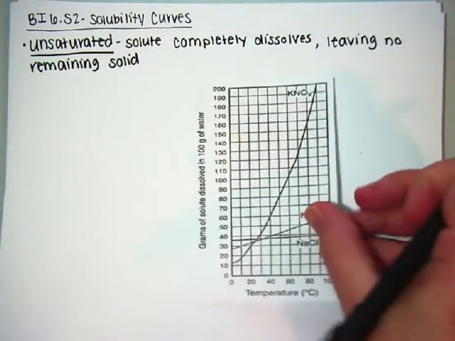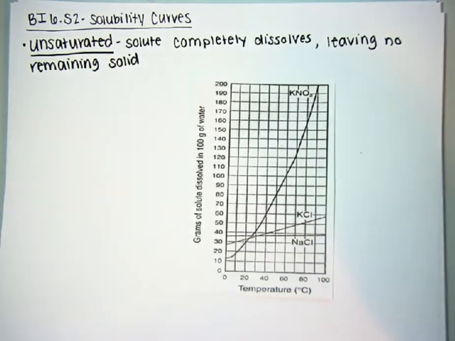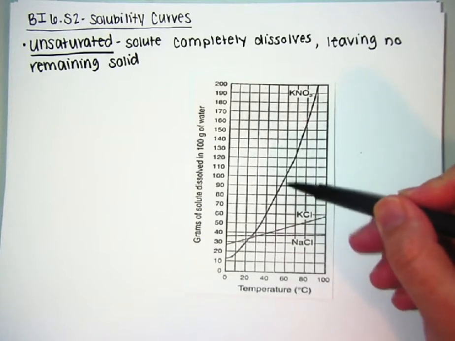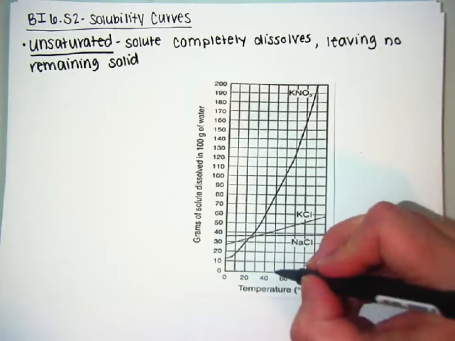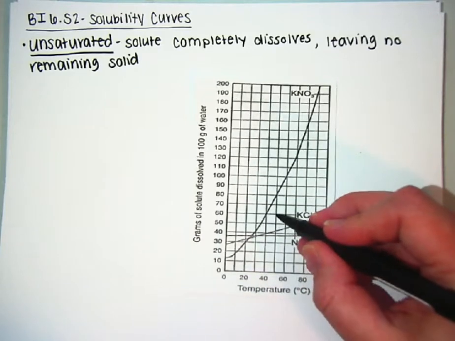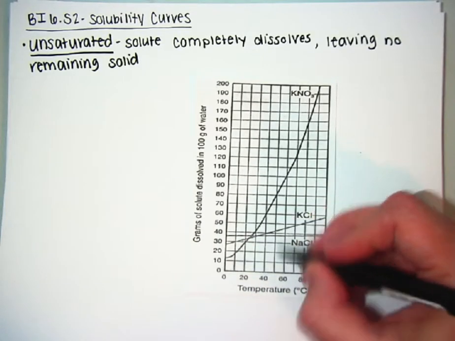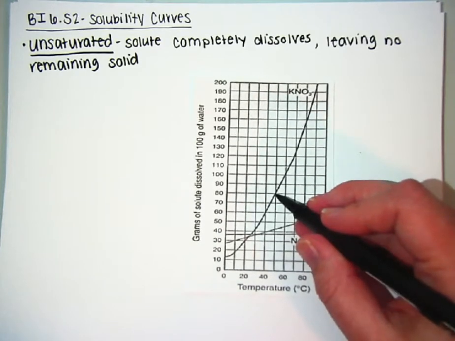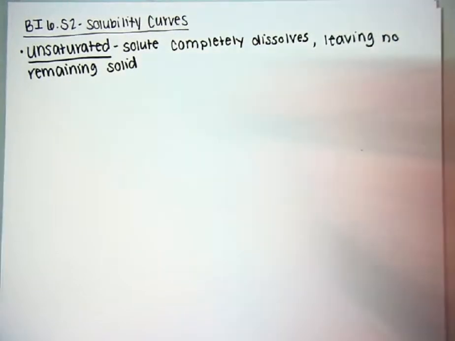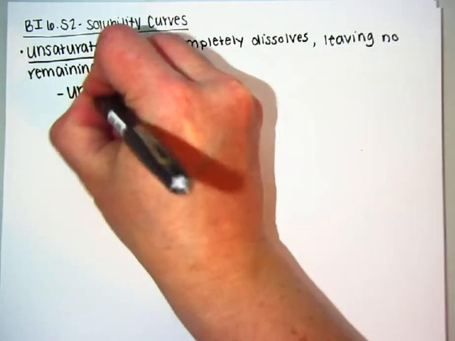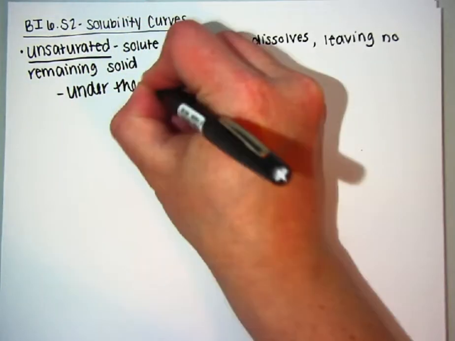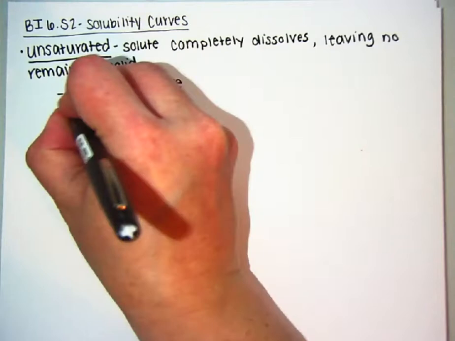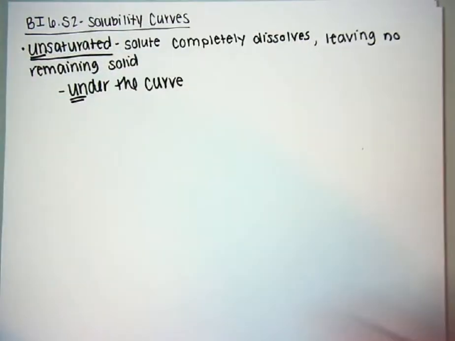Well, how do we know if a solution is unsaturated on our curve? We're going to notice that the point is going to be under the curve. So let's say we have a solution with 60 grams of potassium nitrate at 50 degrees Celsius. That point is under the curve. An unsaturated solution, you're going to find under the curve.